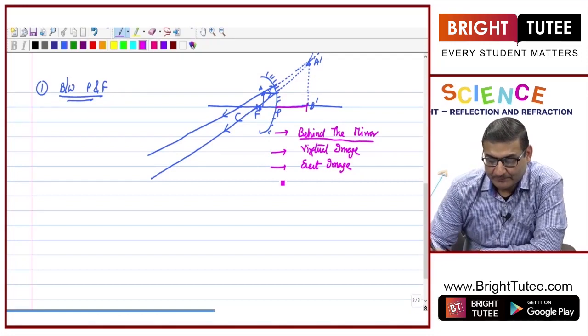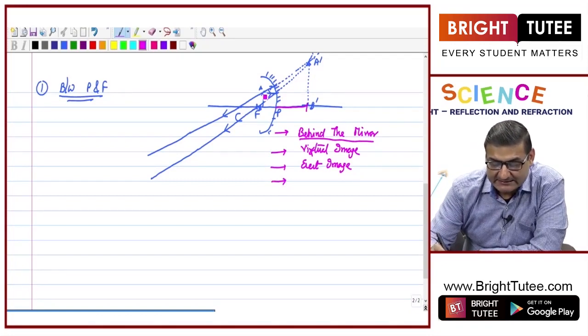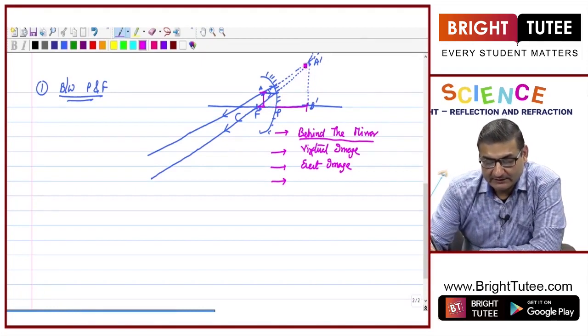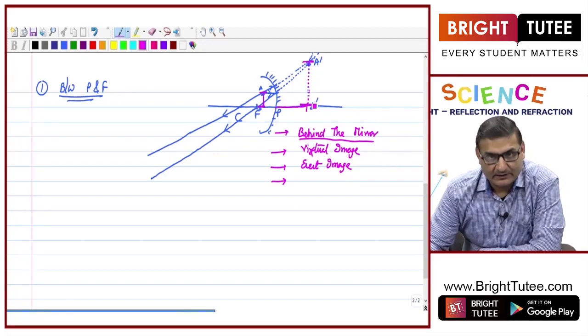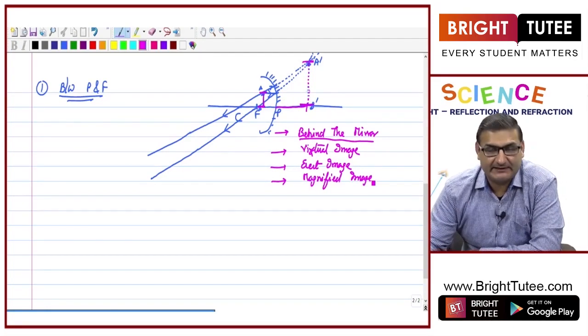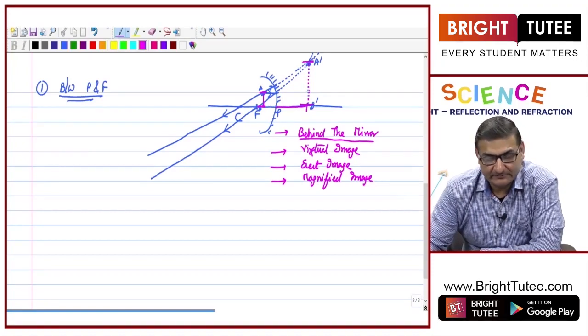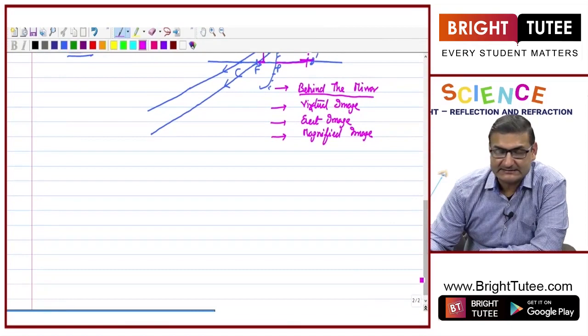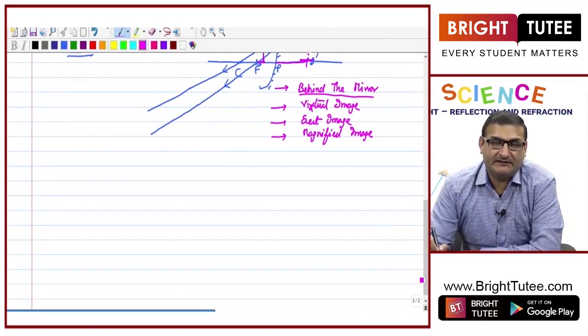Got it? Next, as we can see, this was the height or the size of the object. As compared to the object, the image is bigger in size, right. So, I will say that the image formed is a magnified image. Clear? Fine. So, these are the few things that we can see if the object is placed between P and F.